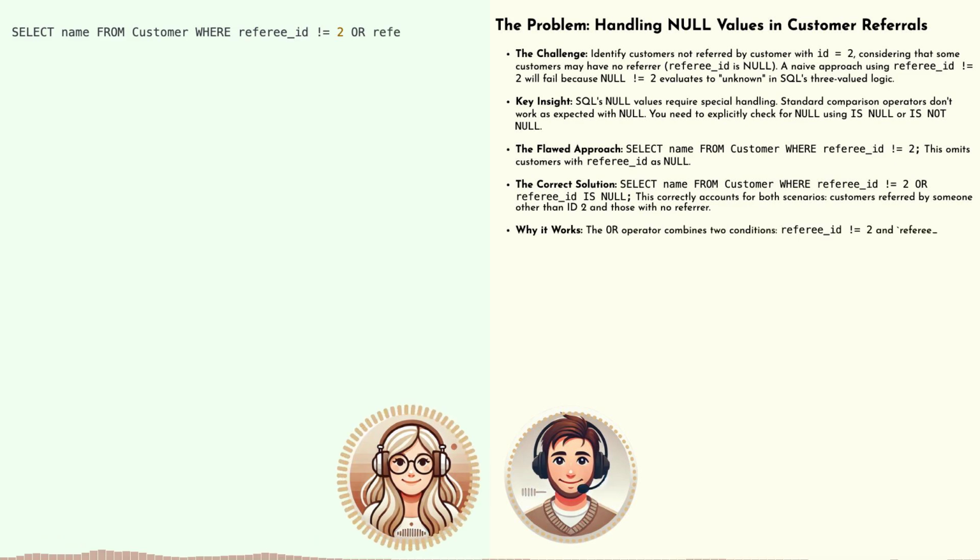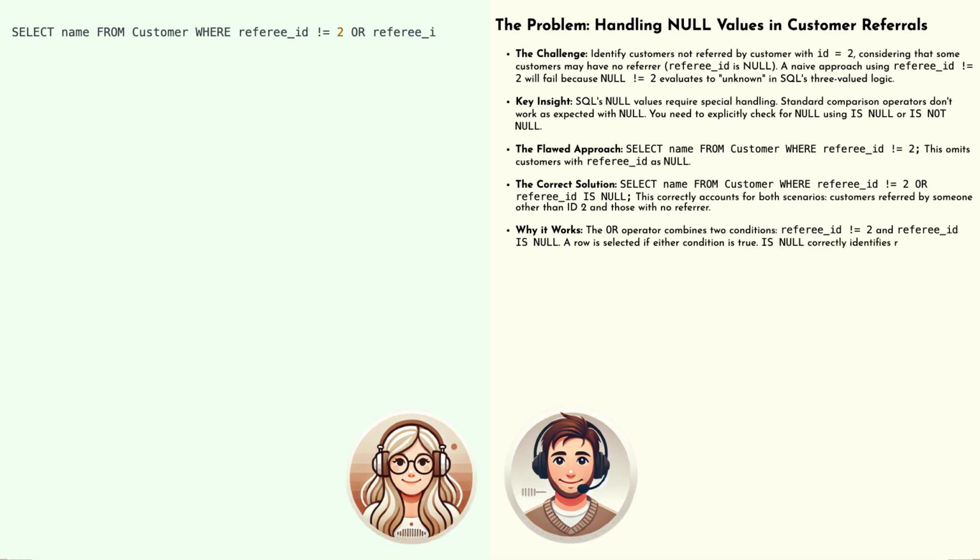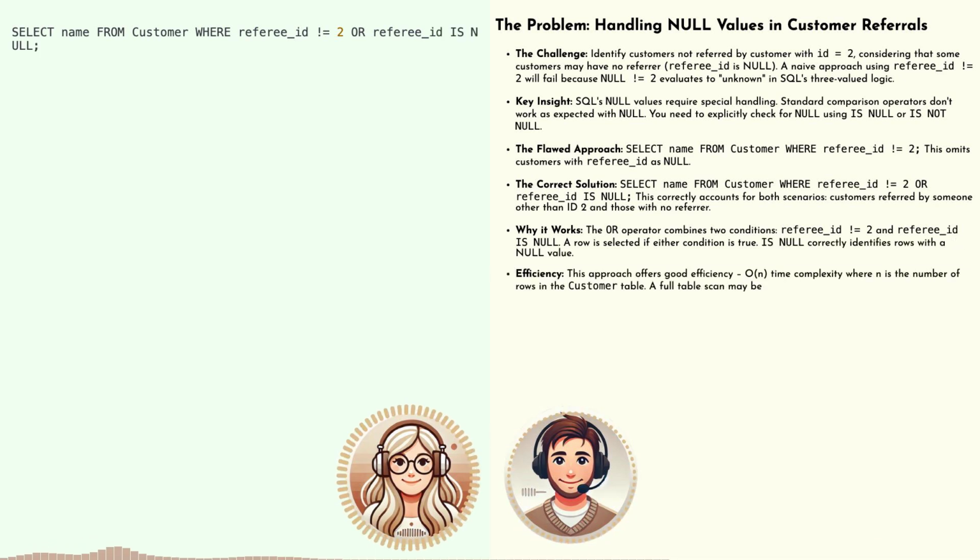Imagine you're working with a customer table in a database. Each customer has a name and a referee if they were referred by another customer. Gotcha. But here's the catch. Some customers might not have been referred by anyone, so their referee is NULL. So we're dealing with missing information, which is pretty common in real-world data sets.